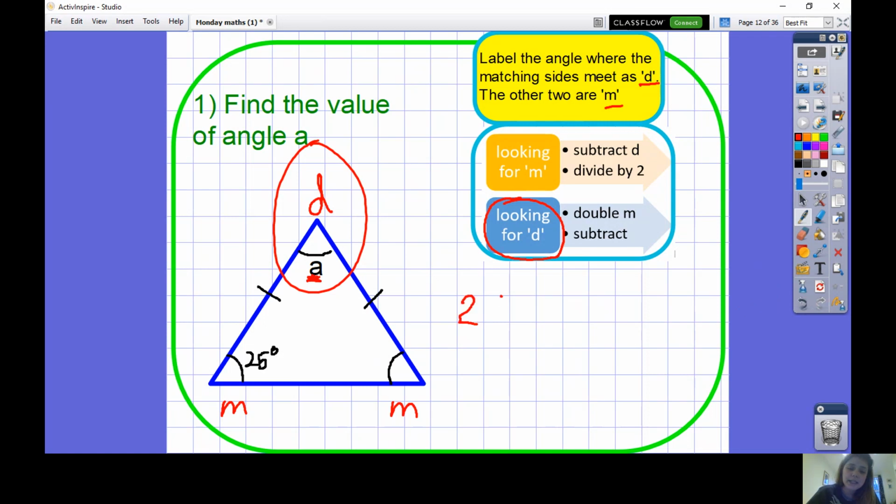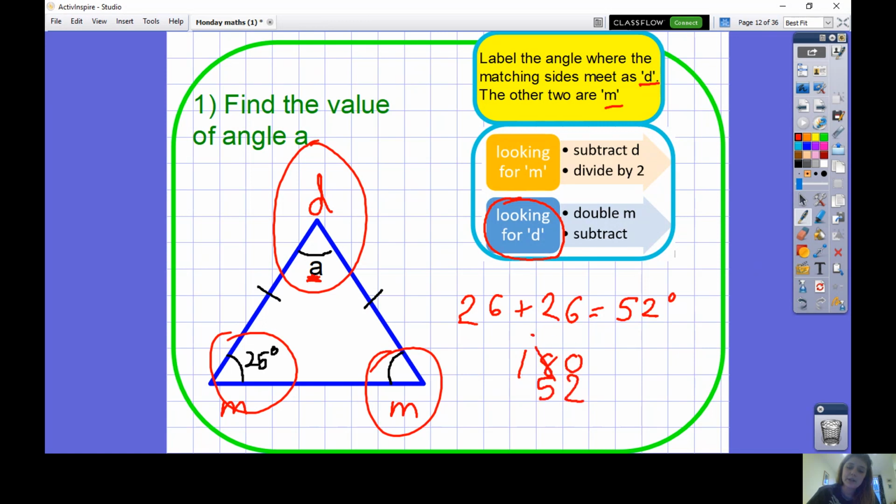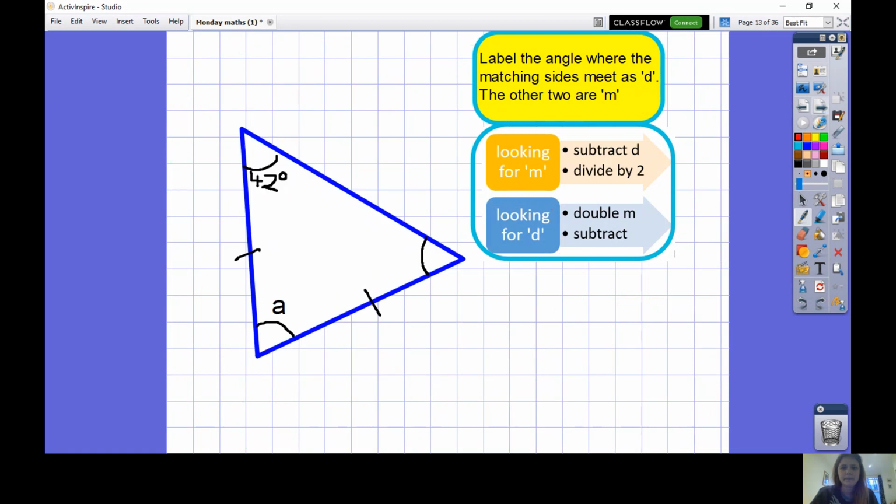Okay, so I'm going to do 26, add 26. That's going to give me 52 degrees. Once I've found that both of these angles together are 52 degrees, all I need to do is 180 take away 52. I'm going to use the formal subtraction method. I saw some of you tried to use mental methods last time we were doing angles and triangles and made some silly mistakes. So I'm going to recommend using the formal written methods today just in case. Angle D in this question would be 128 degrees.